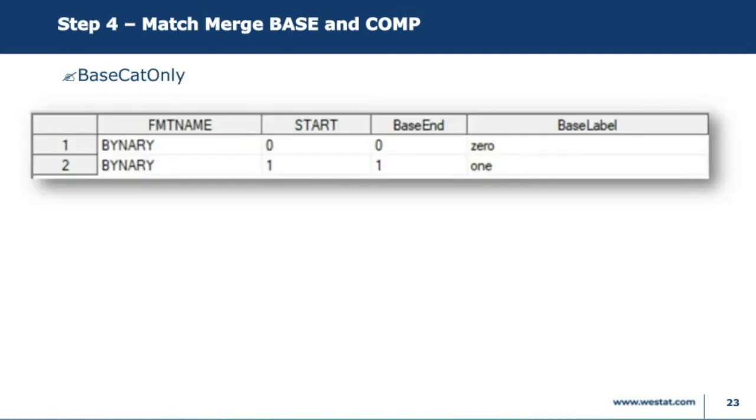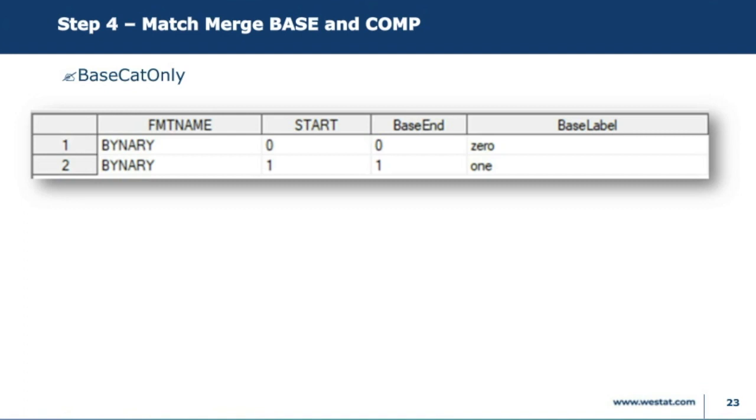But look at this. We ended up with 2 entries that were in the base catalog that were not in the comp catalog. So the format name for them was binary, and the first one had a start value of 0, an end value of 0, and a base label of 0, and similarly a start value of 1, an end value of 1, and a base label of 1.